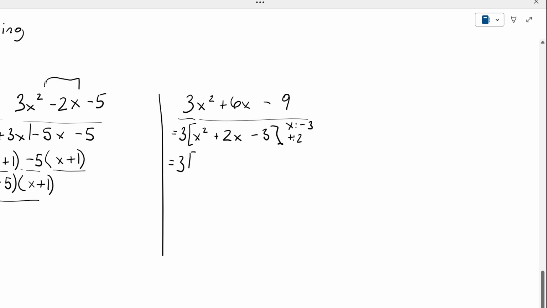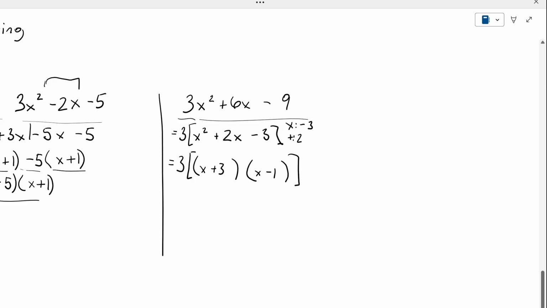So we can do the same thing as last time. Put our two brackets, and x is in the front, and write the two numbers that we've thought of, and that's 3 and negative 1. So x plus 3, and x minus 1.